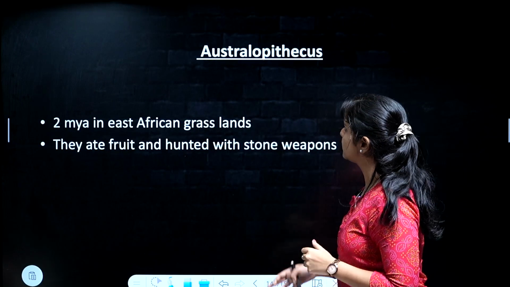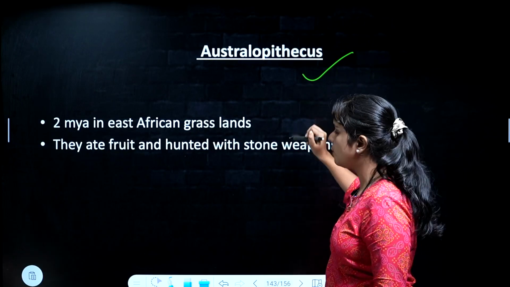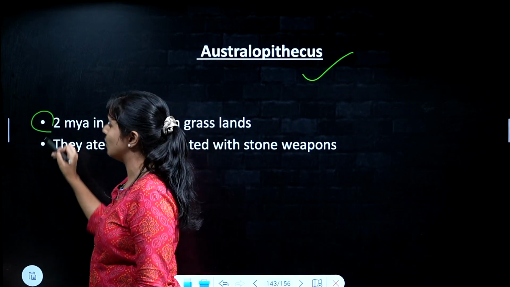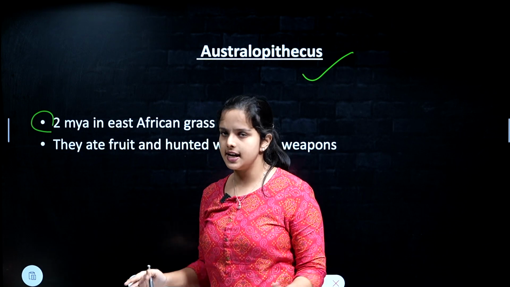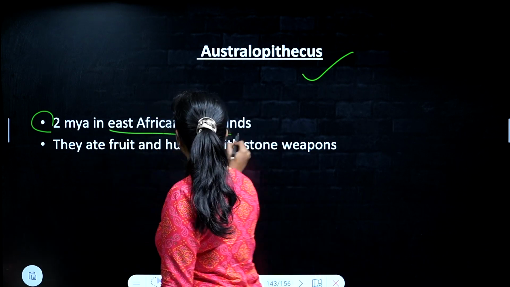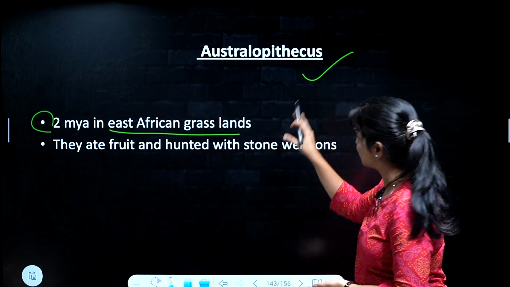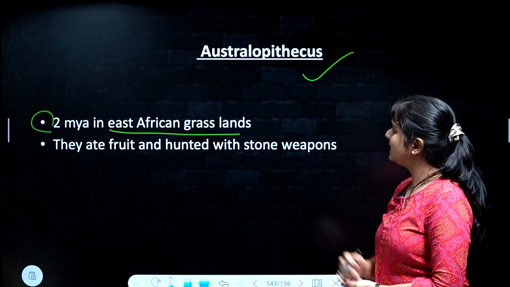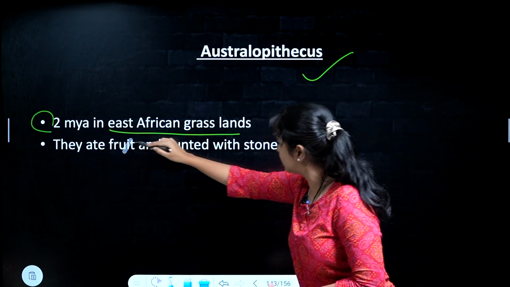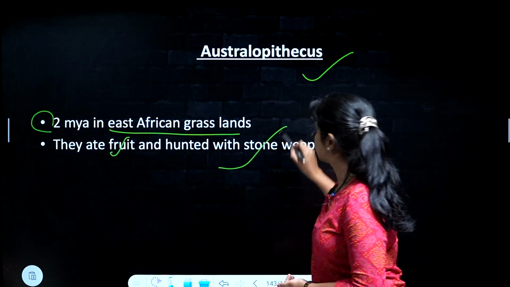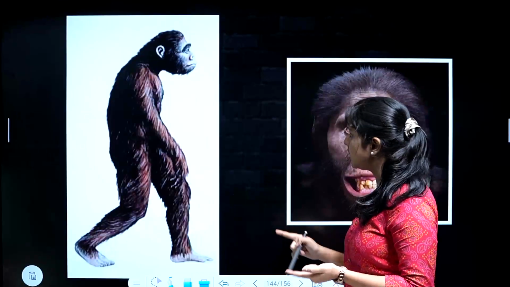Okay, so the next group is Australopithecus, and Australopithecus evolved 2 million years ago. 15 to 2, that's a big gap. Okay, 2 million years ago, in East African grasslands is where Australopithecus evolved, and these Australopithecus ate fruit and hunted with stone weapons. So they actually hunted with stone weapons.